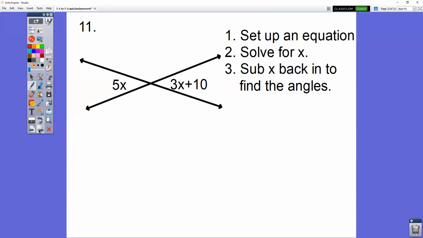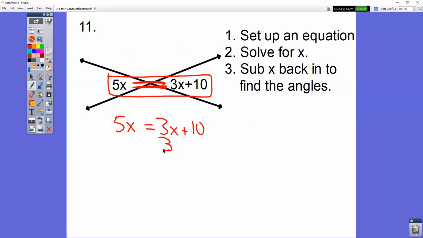These are vertical angles. Vertical angles, remember the little trick, if you put this equal sign right in the middle, that sets up your exact equation that you want to solve. So 5x equals 3x plus 10. You have letters on both sides of the equal sign. I like working with the smaller of the two letters first. So I'm going to do minus 3x and minus 3x to get all the letters on one side. So now I have 2x equals 10.